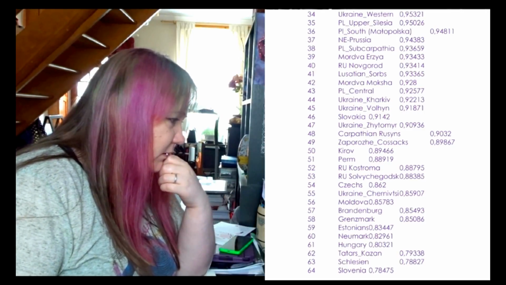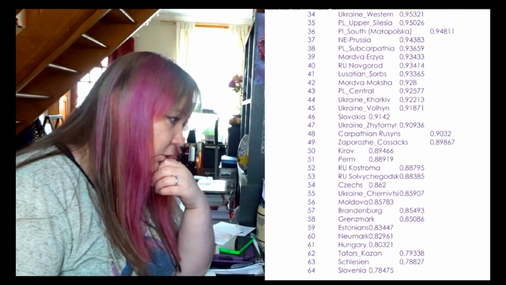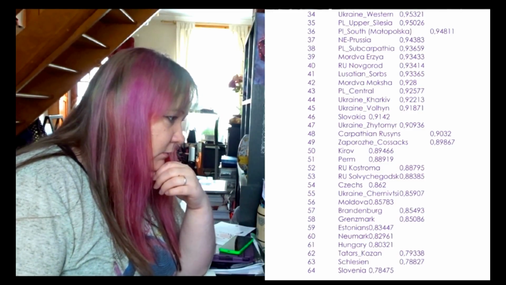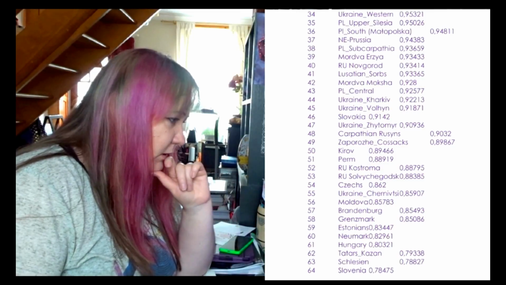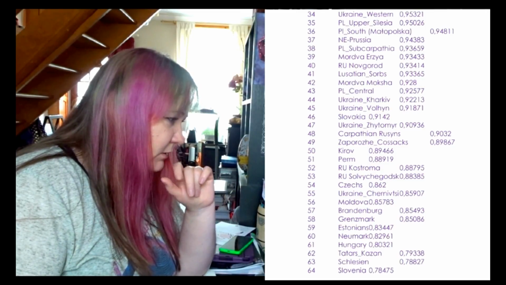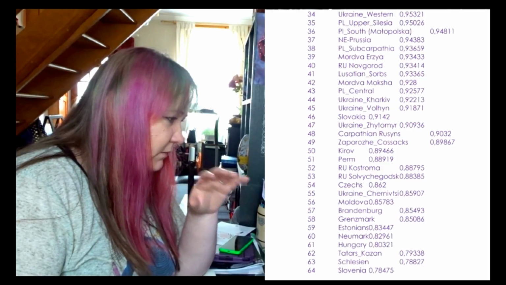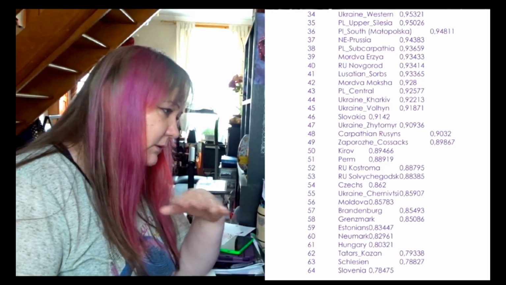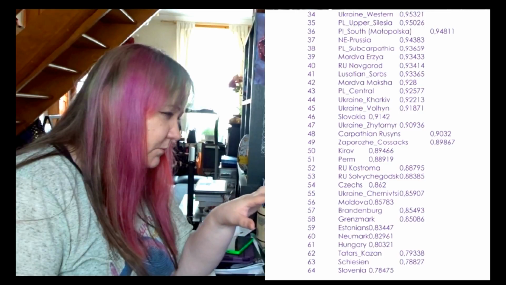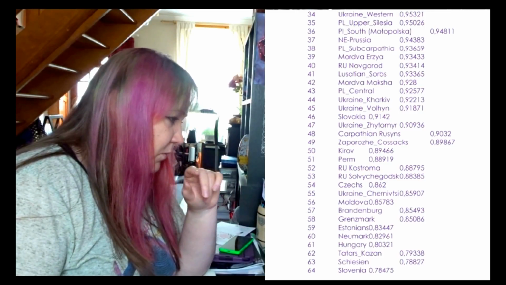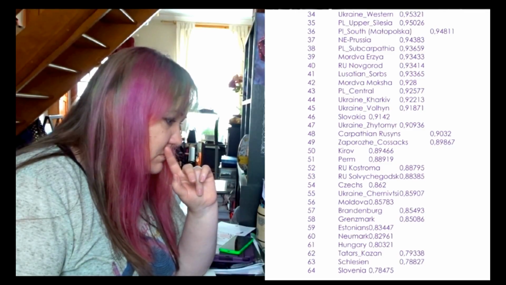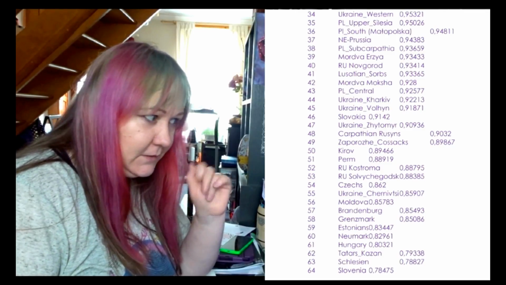So as you can see, this is my closest, and below 0.2 are insignificant. So it can be that I don't have anything in common with these populations which are below 0.2, but 0.9 should mean that this is quite significant. Yeah, well, okay, I think this is enough. This is more than enough.